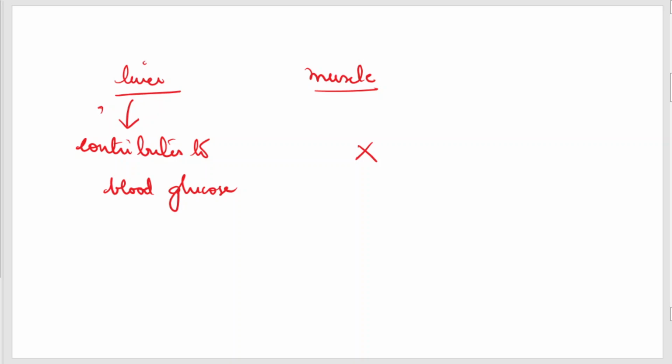Per gram of liver, the glycogen content is more compared to that of muscle, but since the muscle mass is more, we say that more glycogen molecules are present in the muscle. Actually, per gram, liver contains a more concentrated amount of glycogen than muscle. So this is about glycogen.